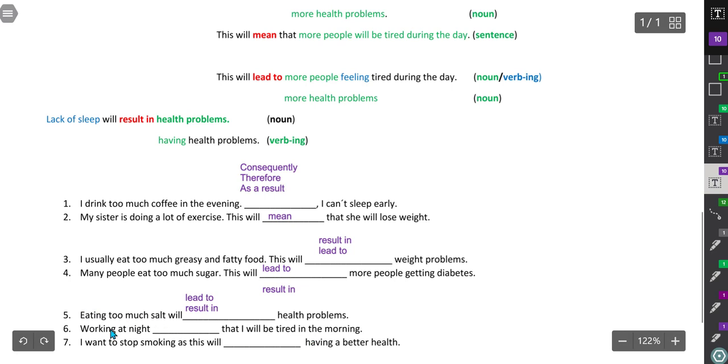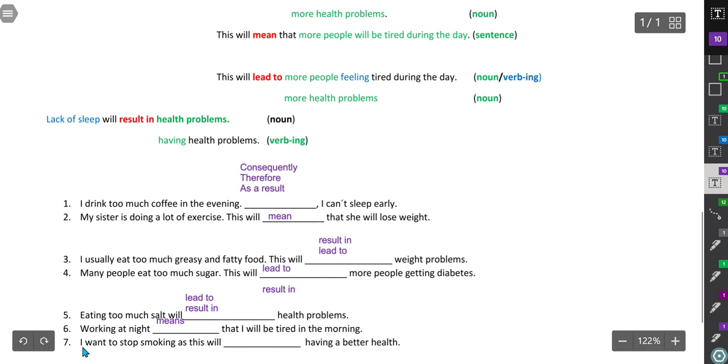Then working at 9, that I will be tired in the morning. So check in this case, that I will be tired in the morning is a complete sentence because I have a subject, I have a verb, I have a complement. If you remember, in these situations, is similar to this example. So the best option here is working at 9 means, because it's singular in this case. And well, that's it, guys.